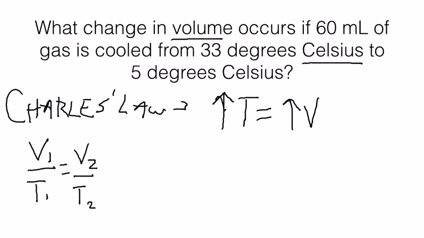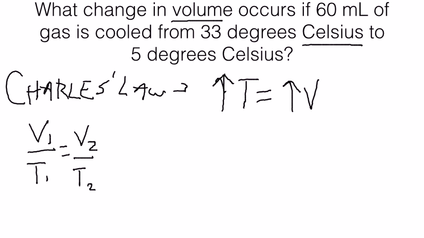So, before doing this problem, let's think about what our outcome should be. We want to know the change in volume. And the temperature is decreasing. It's going from 33 degrees Celsius to 5 degrees Celsius. So we should see a decrease in volume when we go to answer this question. If it's anything above 60 milliliters, we will know right then that we are incorrect. So let's get started on this.